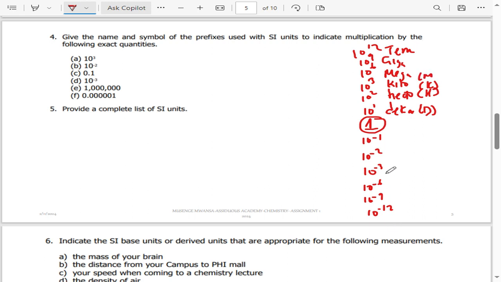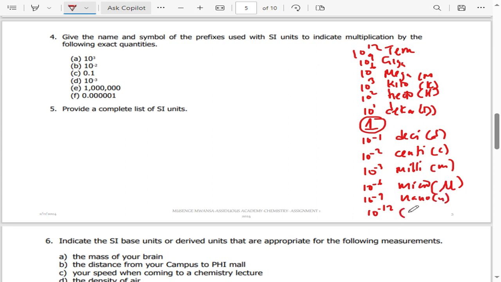These ones are going to be using small letters. 10 to the power negative 1 is a deci. 10 to the power negative 2 is a centi. Negative 3 is a milli. Negative 6 is a micro. The rest of these will be using their small letters, small d, small c, small m, but micro we don't use small, we use a Greek symbol for micro. 10 to the power negative 9, this is a nano, small n. 10 to the power negative 12, this is a pico, that is small p.